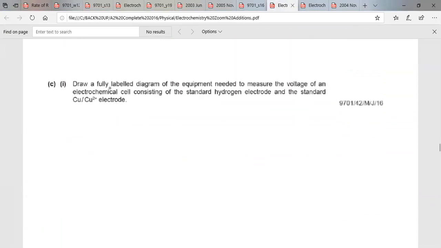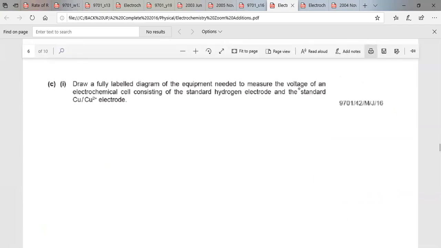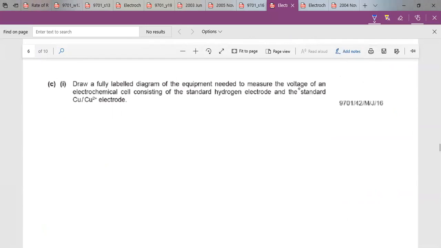Now here is the question. You draw a fully labeled diagram of the equipment needed to measure the voltage, or they call it EMF. E voltage meaning EMF, you have to know what it means, of an electrochemical cell. It means there are 2 parts of a cell, consisting of the standard electropotential, which means the hydrogen electrode, and the standard copper. Which means they need to draw the whole thing.